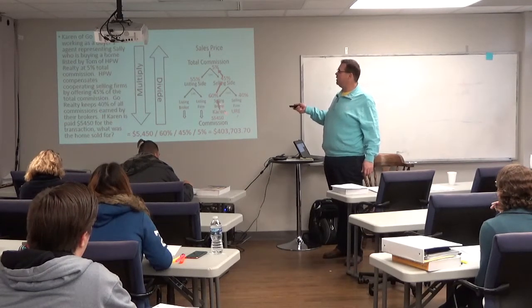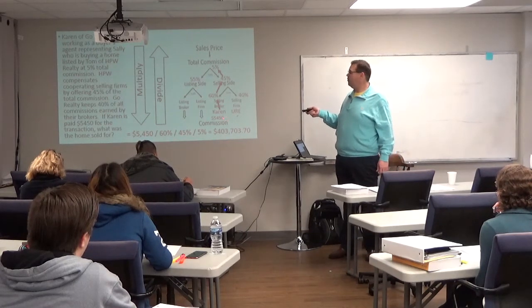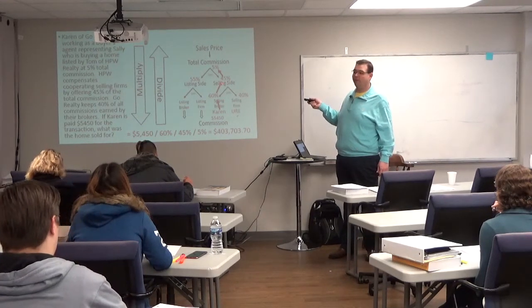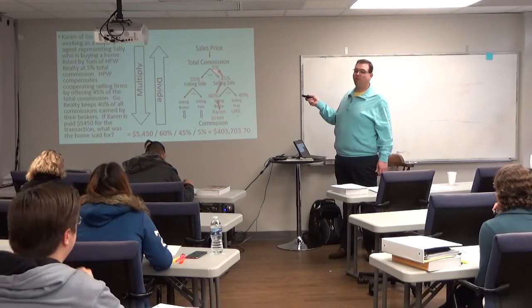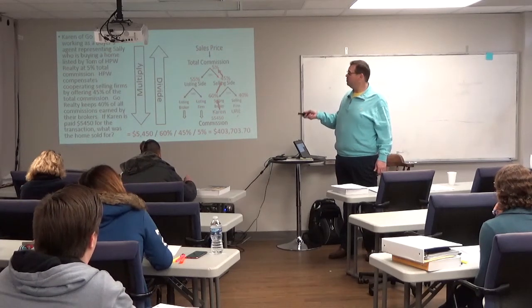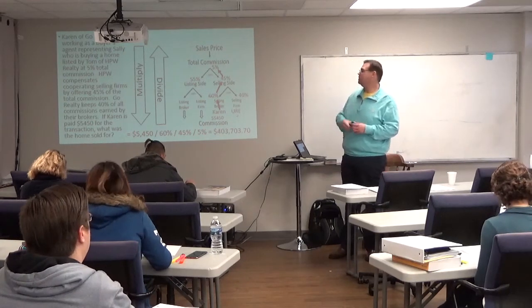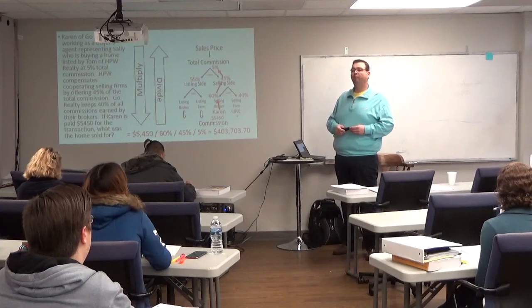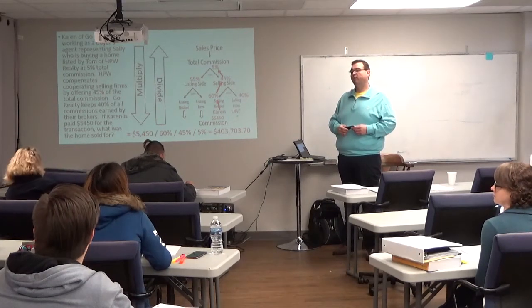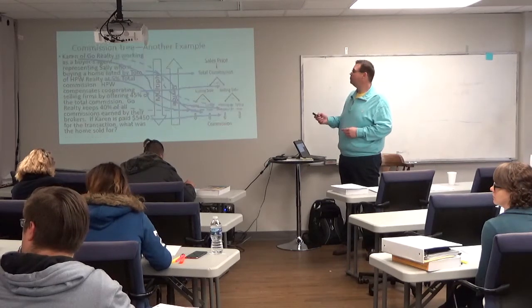What's the first number we come in contact with Karen? 60%. So it's going to be $54.50 divided by 60%. What's the next number we come in contact with? 45. So divide by 45%. And then divided by 5%. Divided by 60, divided by 45, divided by 5. I get a sales price of $403,700.